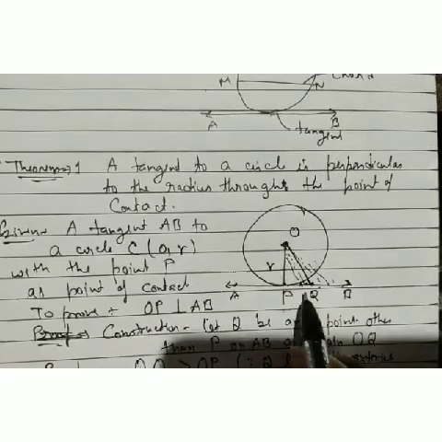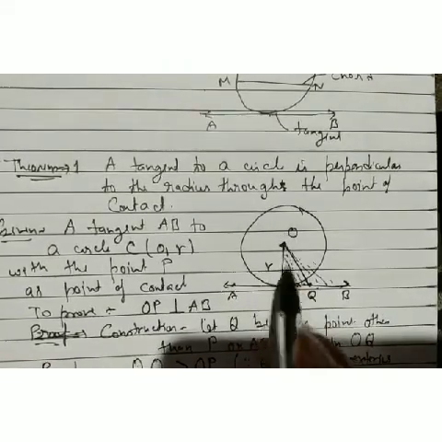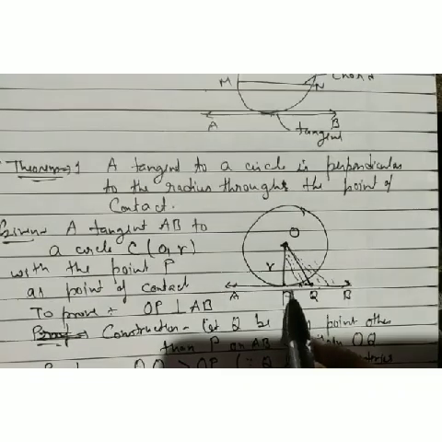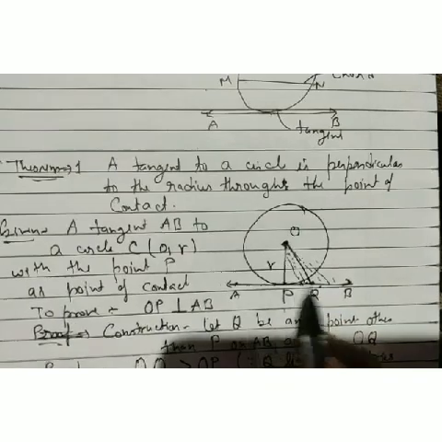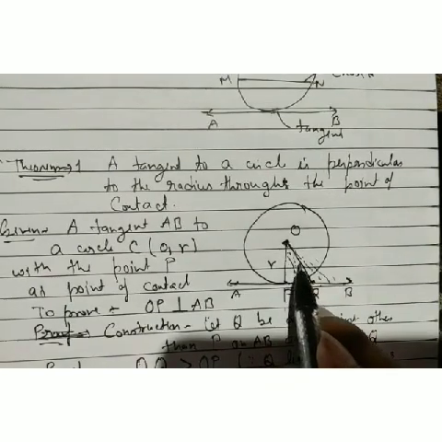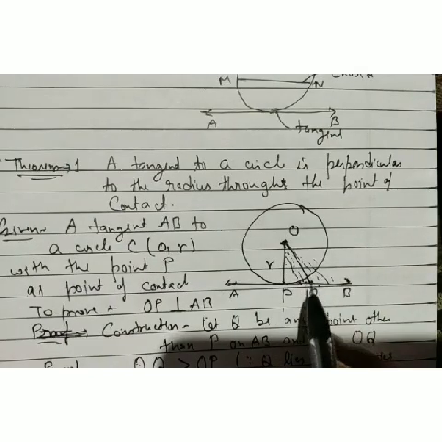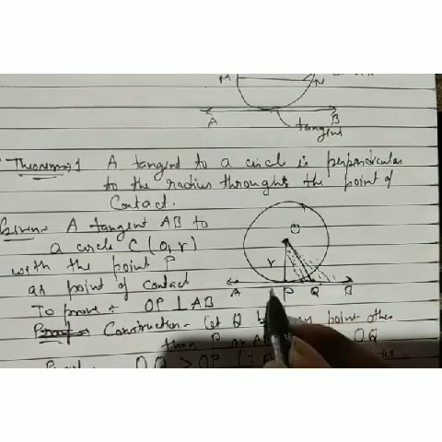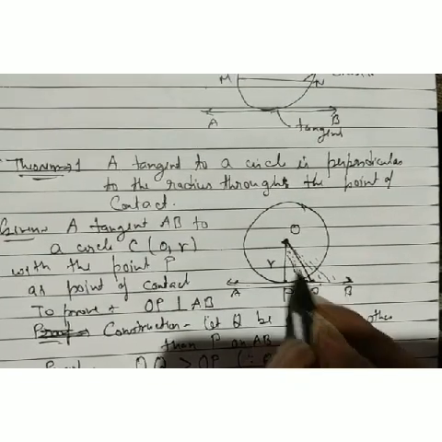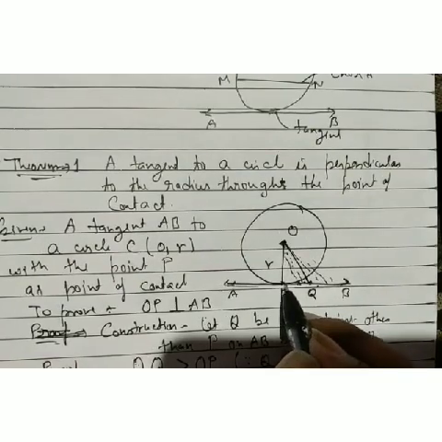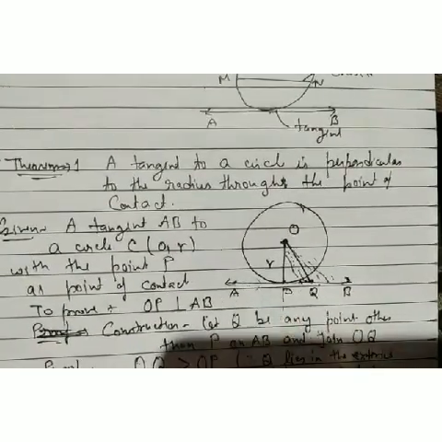Also, we can reverse this statement. I am not going to discuss its converse part, but it is also there. What is its reverse part? If a line is perpendicular to the radius of a circle at its outer end point, then the line is tangent to the circle.